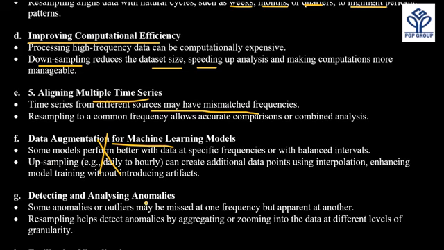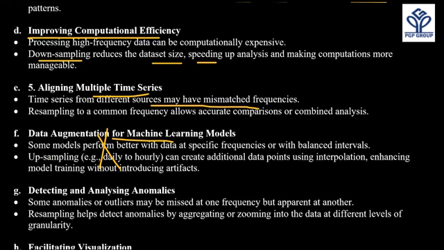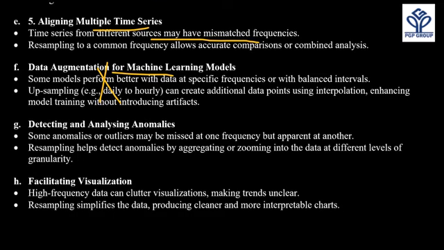You can see here detecting and analyzing the anomalies. We already discussed in lecture number 1 what is an anomaly. Abnormal data, the data which is not correct, or we can say it is an outlier. So you can detect the outlier and analyze the anomalies, and facilitating the visualization.